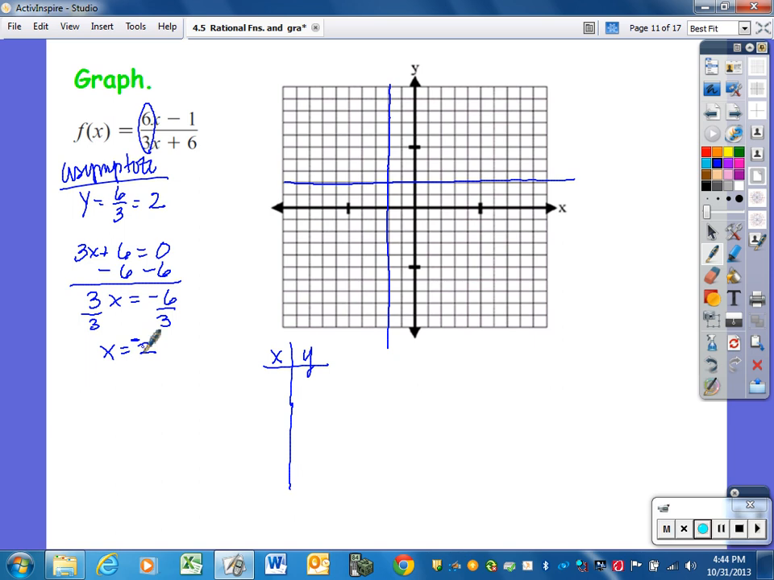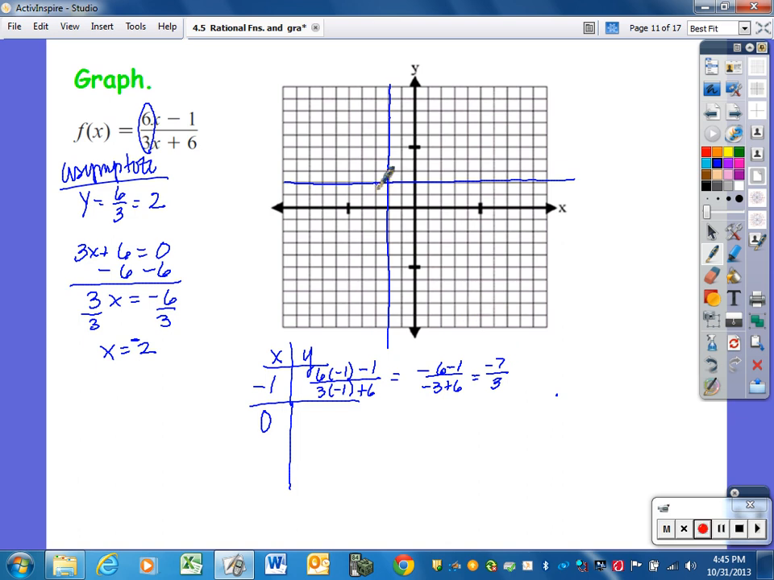I cannot pick negative 2, so I have to pick values to the right of negative 2 and to the left of negative 2. What's the value to the right of negative 2? Negative 1 and 0. Let's do those. 6 times negative 1 minus 1 over 3 times negative 1 plus 6. Negative 6 minus 1, negative 3 plus 6, negative 7 thirds. That's negative 2 and 2 thirds.